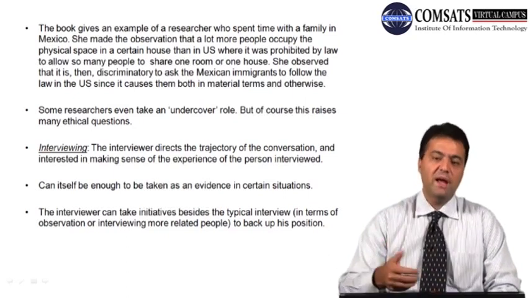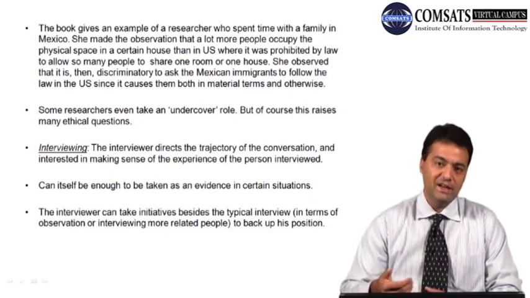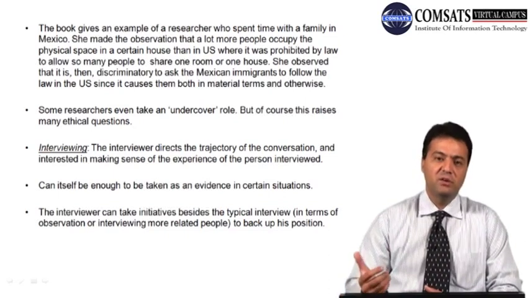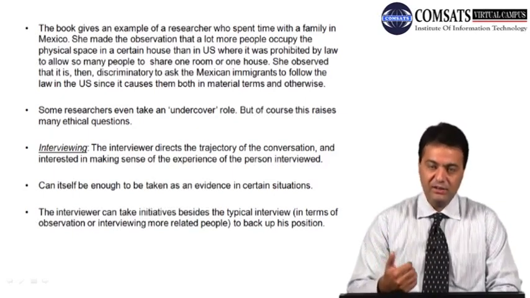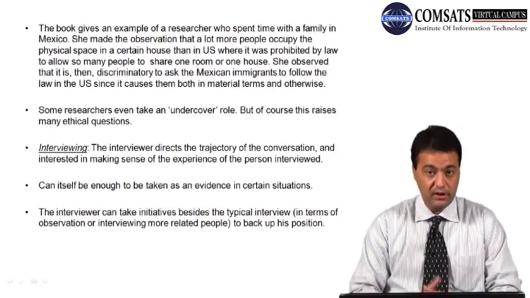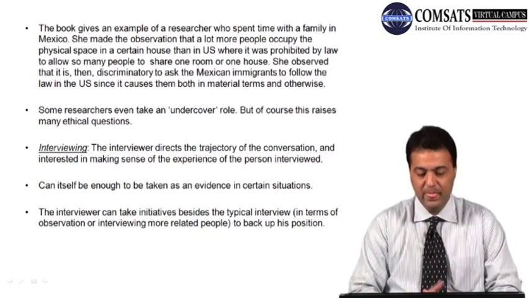So she made an observation and she then made an interpretation that the law in the United States related to immigrants and them occupying a certain physical space, that is discriminatory and that should be removed. That was her interpretation of her observation. Some researchers even take an undercover role, but of course this raises many ethical questions.